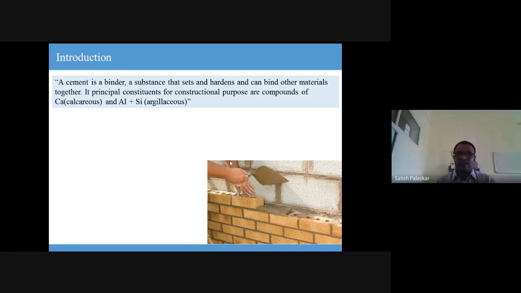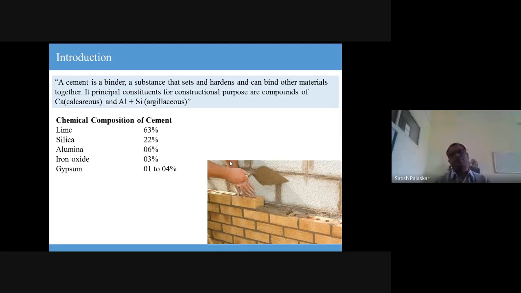Its principal constituents for construction purposes are compounds of calcareous material and argillaceous material. That is, the main constituents of cement are calcareous material and argillaceous material. You have already studied what calcareous and argillaceous materials are.